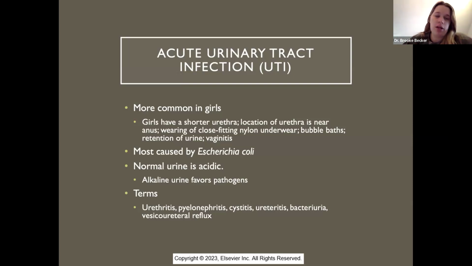Urethritis is when the urethra is irritated or infected. Cystitis is when the bladder is infected, the infection is in the bladder. Ureteritis is when the ureters have the infection. Bacteriuria is bacteria in the urine. Vesicoureteral reflux means that essentially when that kiddo is going pee, they're not having all of that urine drain out, and so the urine is hanging back up and refluxing back to the kidneys.